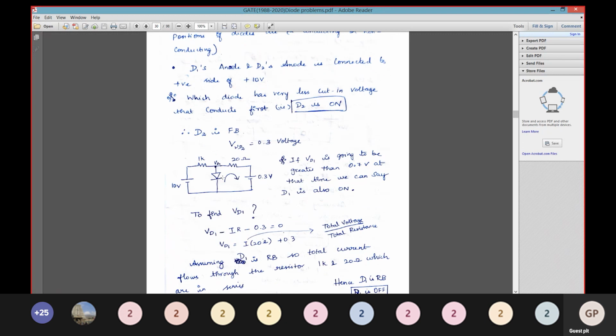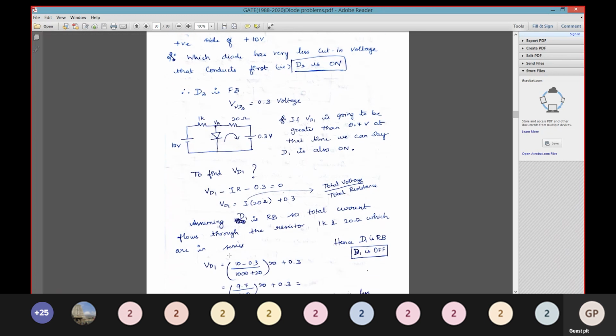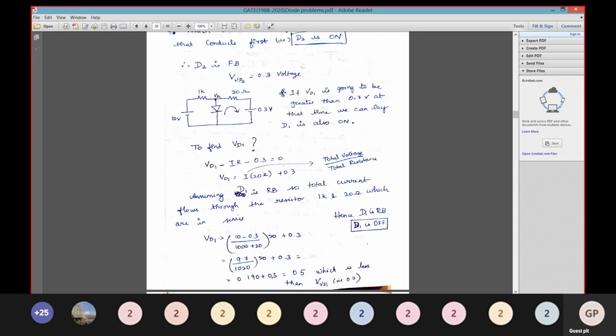Now let me find the voltage VD1. Apply KVL: VD1 minus I into R minus 0.3. Substituting the values and bringing all the terms to the other side, VD1 is equal to IR plus 0.3. So we need to find I. The R we know is 20 ohm, and this is 0.3.